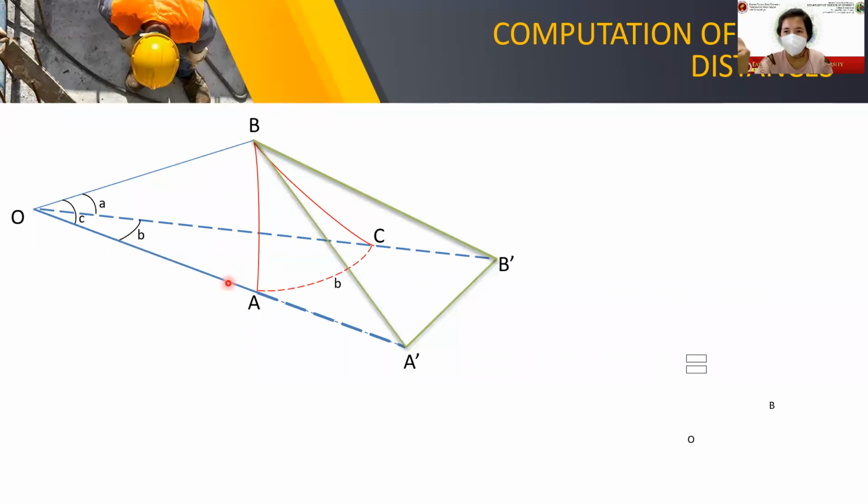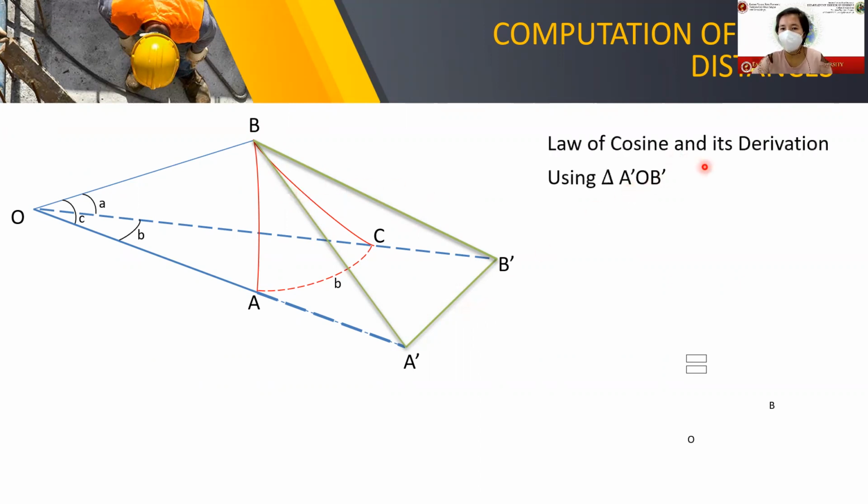Since we derive the formula of spherical trigonometry from a plane, we project this curved portion of the sphere into a straight triangle. The projection of this curved surface on the sphere is given by B prime, A prime, and this one. The chord ABC we denote as B prime A, the triangle in green.